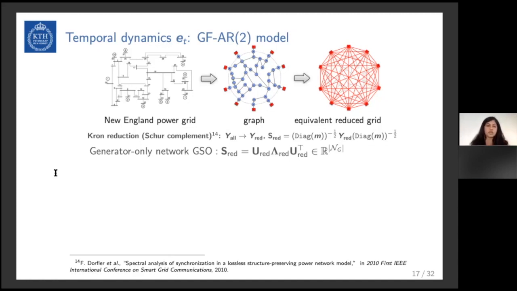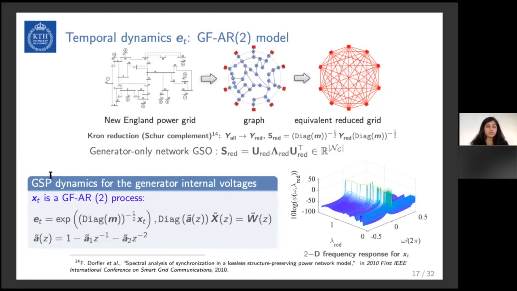And once we have this generator GSO, the GSP dynamics for this internal generator voltage is a graph autoregressive process with 2 taps, a GAR2 process. And why 2 taps? Because of the swing equations, and that's how we derived it. Most of the details can be found in our papers that I just mentioned.